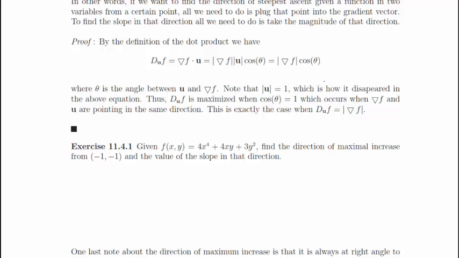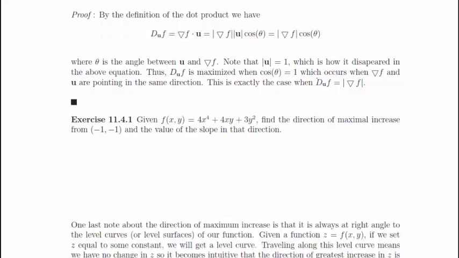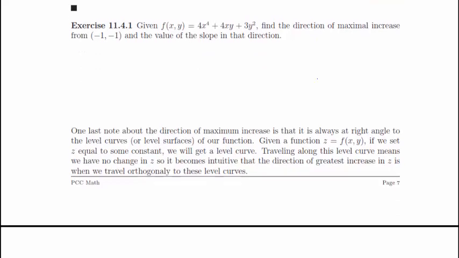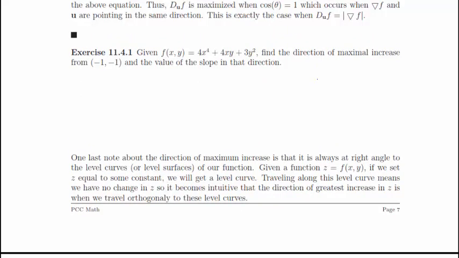We didn't use x, y, or z or anything in this. So this is proving it for both of those. So really nice, simple thing to have. And so go ahead and do this as an exercise. Given f of x comma y equals 4x to the fourth plus 4xy plus 3y squared, find the direction of maximal increase from -1 comma -1 and the value of the slope in that direction. So this is a now you try. Go ahead and hash this out on your own, and I will work through it with you in just a few moments.